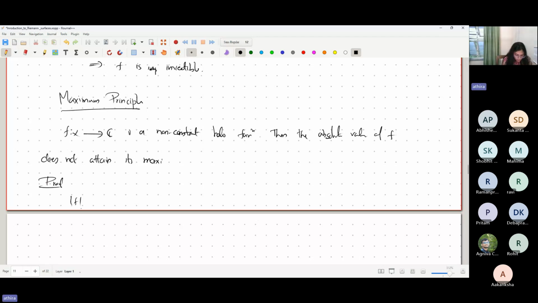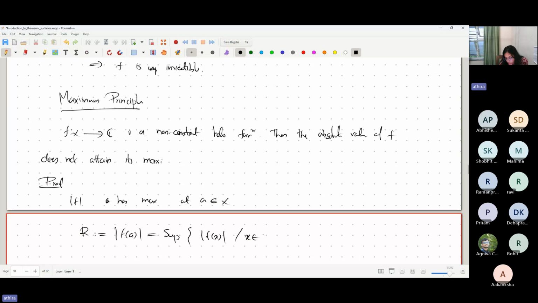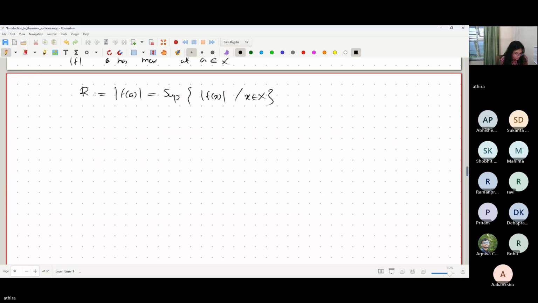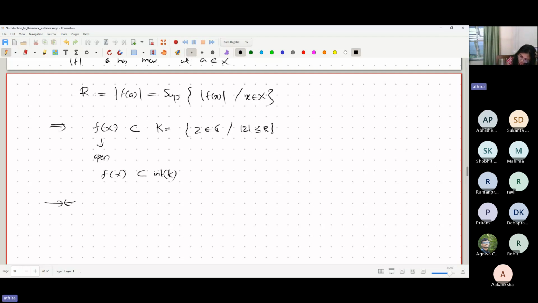Suppose mod f has a maximum at some point a belonging to X. Then I denote this capital R by mod f of a, which is the supremum of the set of mod of f of x, where x lies in the Riemann surface X. That makes f of X lie in the disk of radius less than or equal to R. Since f is an open map, f of X is open, so f of X is completely contained in the interior of the disk, which is a contradiction because f of a belongs to the boundary of the disk. So f does not attain a maximum.